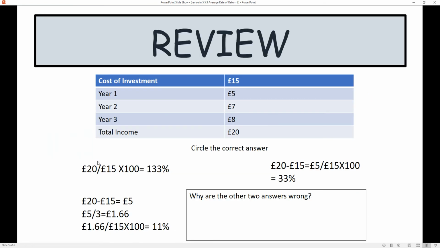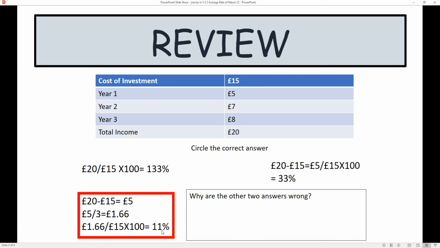Okay. Right. So finally, I think I'll leave you with this. So you need to circle the correct answer. So pause it right now. Okay, if you've had a go looking at the correct answer, obviously it is 11%. Okay, because you've worked out the total. So the total income is worked out for you. You've worked out the total profit, worked out the average annual profit by dividing the total profit by the amount of years, and then they use the formula.